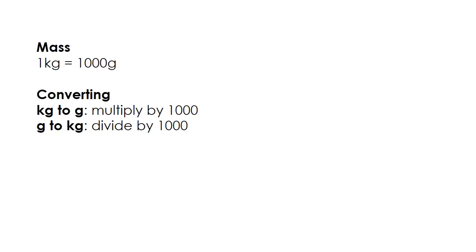So lastly, we'll talk about mass. So mass, you can either have kilograms or grams. 1 kilogram is 1,000 grams. So to convert from kilograms to grams, we simply multiply by 1,000. To convert from grams to kilograms, we divide by 1,000.